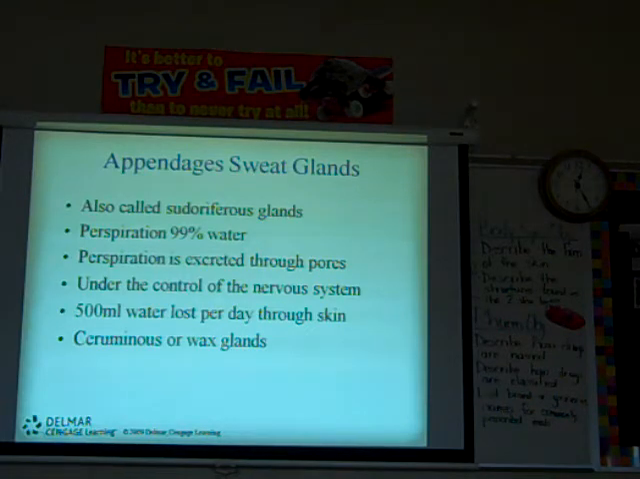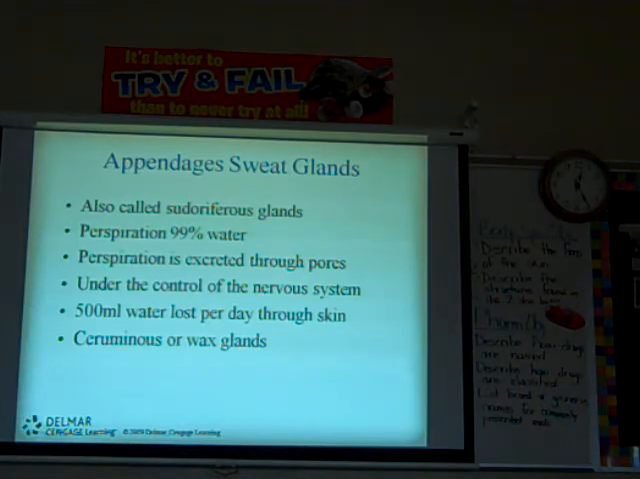Sweat glands are under the control of the nervous system, and we lose 500 mLs of water every day through our skin. So that water needs to be replenished, so you need to keep drinking water. Ceruminous glands produce wax. Our ears have ceruminous glands. Cerumen is a wax, earwax too.